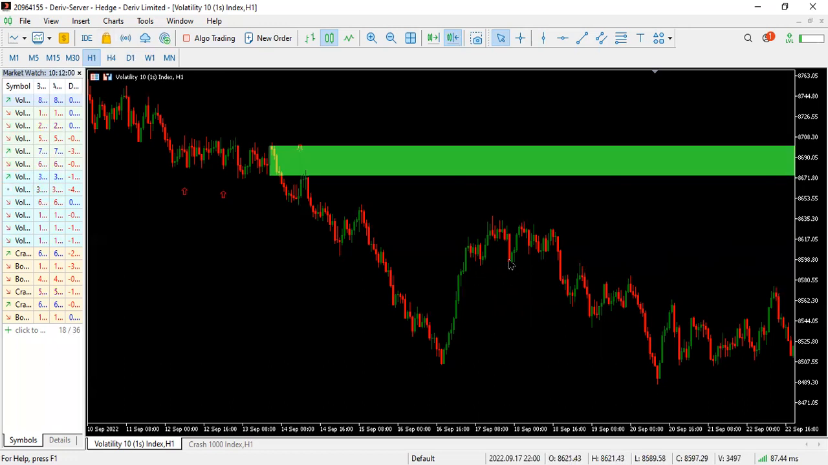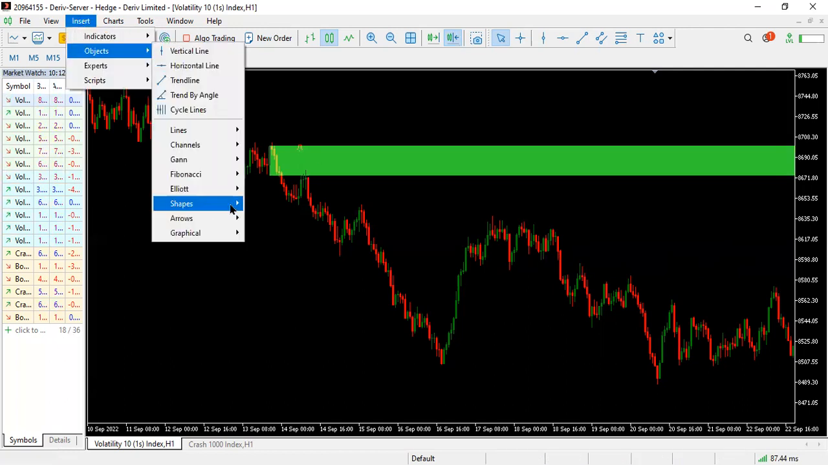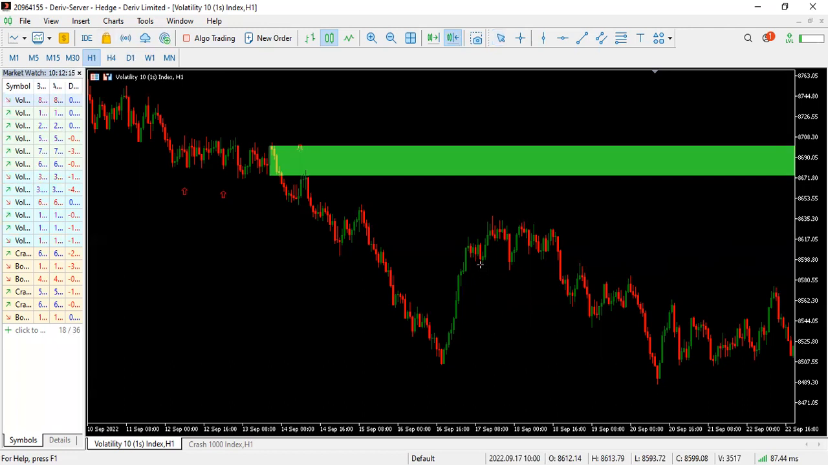Support. It was broken, and now it has turned into resistance here. Yeah, let's make it practical. You find things like this often, but this one we're not going to consider as valid.